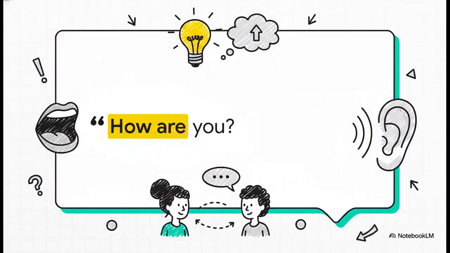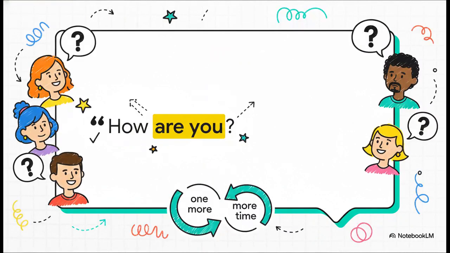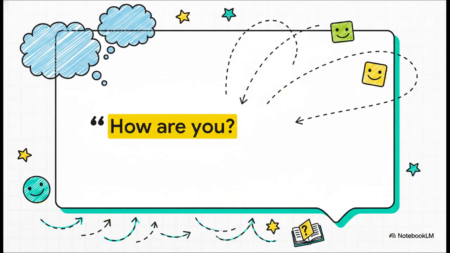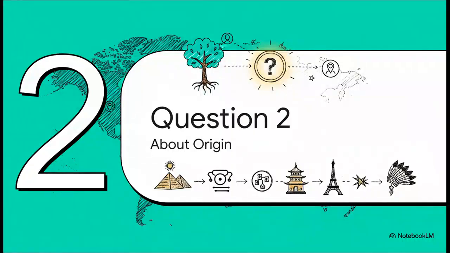All right, are you ready to give it a try? Let's say it together. Just repeat after me. How are you? That was great. Let's do it one more time, just to make sure you've got it. How are you? Perfect. See? You're a natural at this. Okay, let's do it one last time so it really sticks in your memory. How are you? All right, let's move on to our second question.